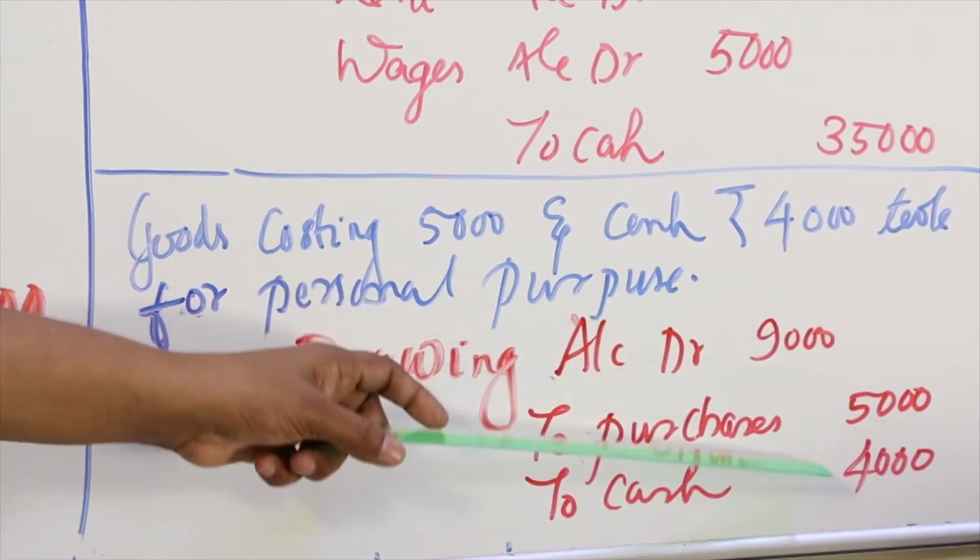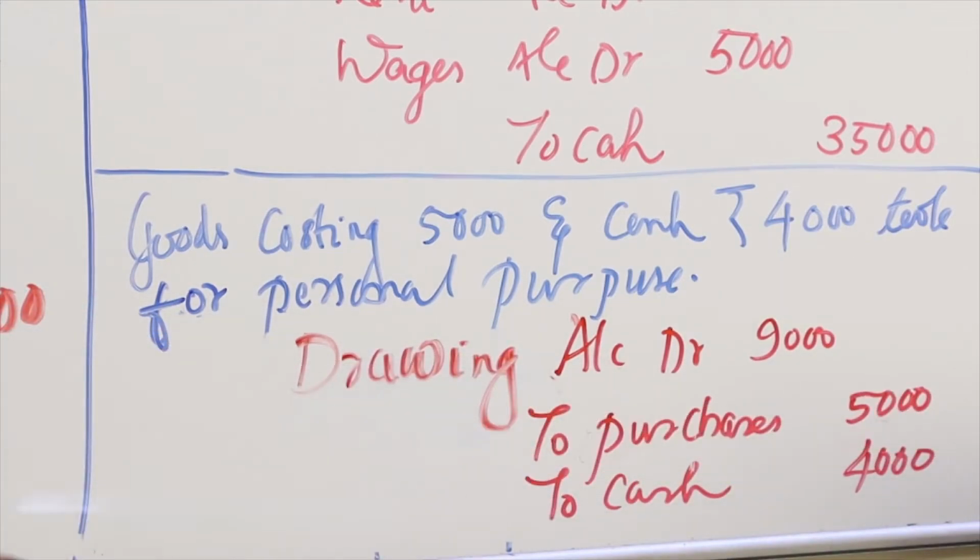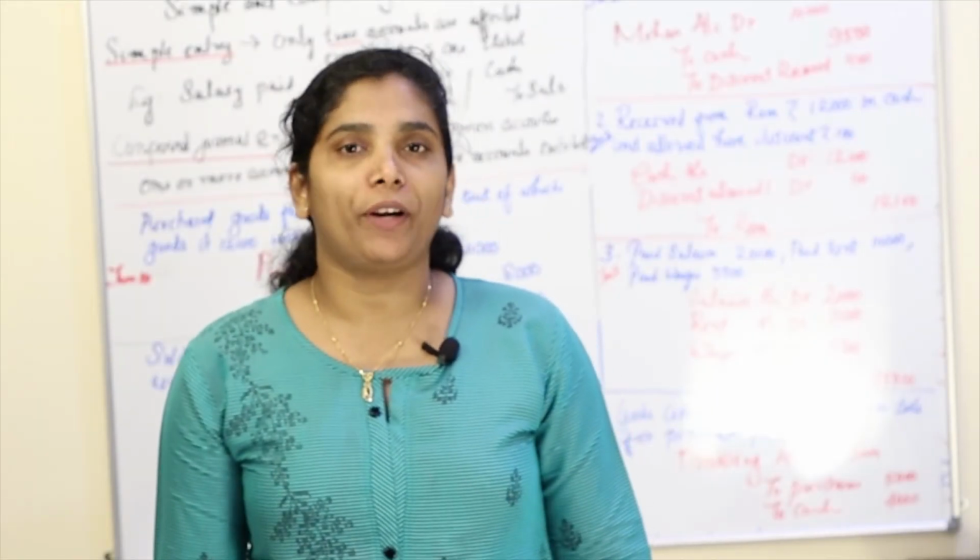So see, both sides are tallying. This is debit 9,000 and credit side 5 plus 4. Okay, so these are compound entries.